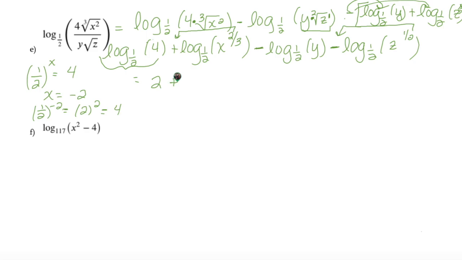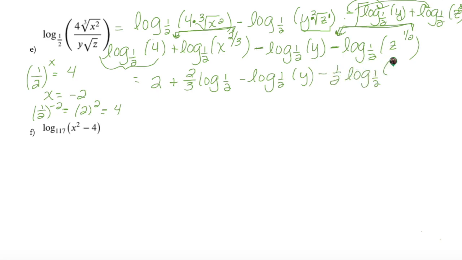Bringing our exponent out front using the power rule, we'll have 2/3 log base half of x, minus log base half of y. We didn't have an exponent there. We do have an exponent with our z, so minus 1/2 log base half of z. And now we have fully expanded our items.